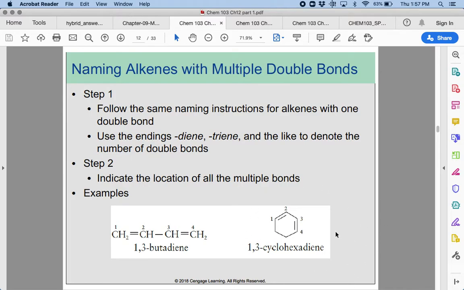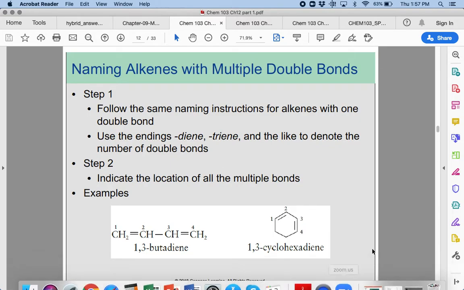In a cyclical compound, we do the same thing. It's a cyclohex structure. We have 2 double bonds, so it's going to be a diene, a cyclohexadiene, and we have them at the 1 and 3 positions.